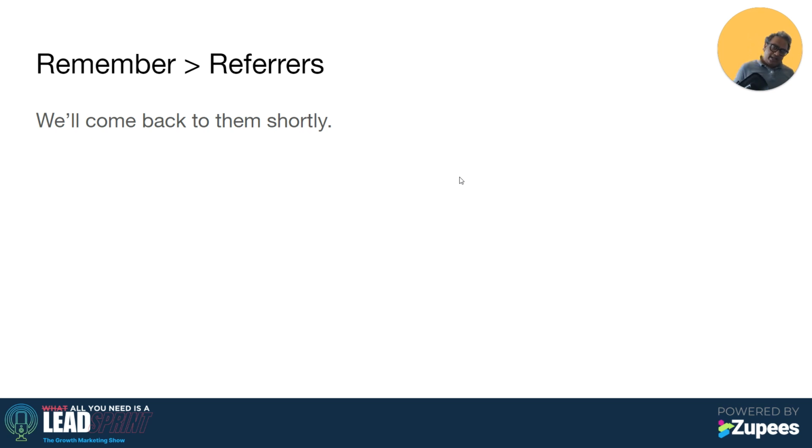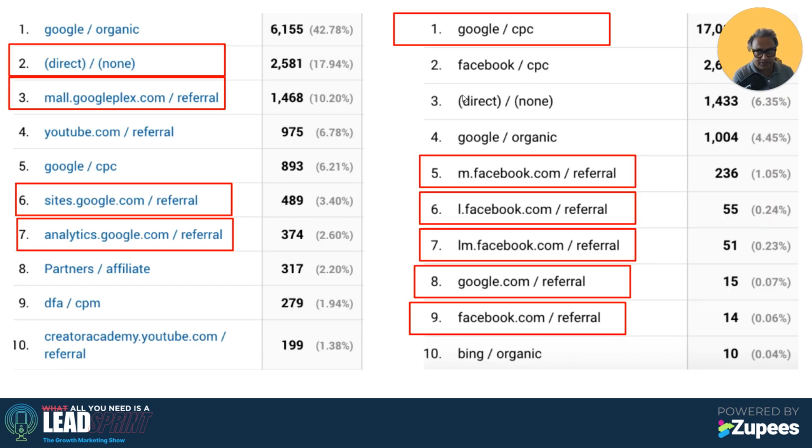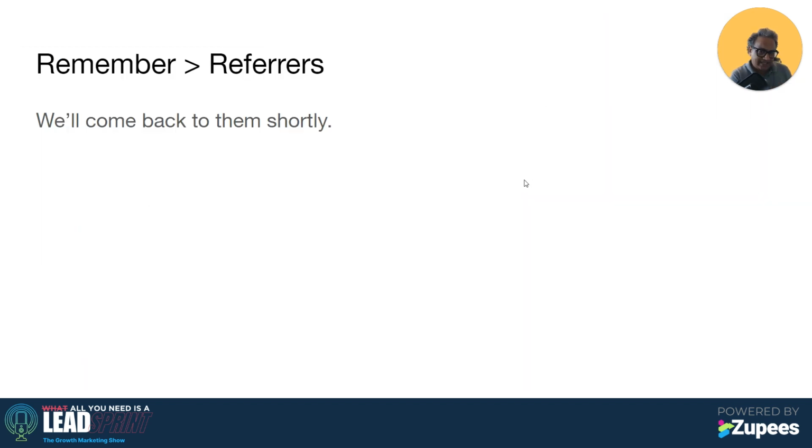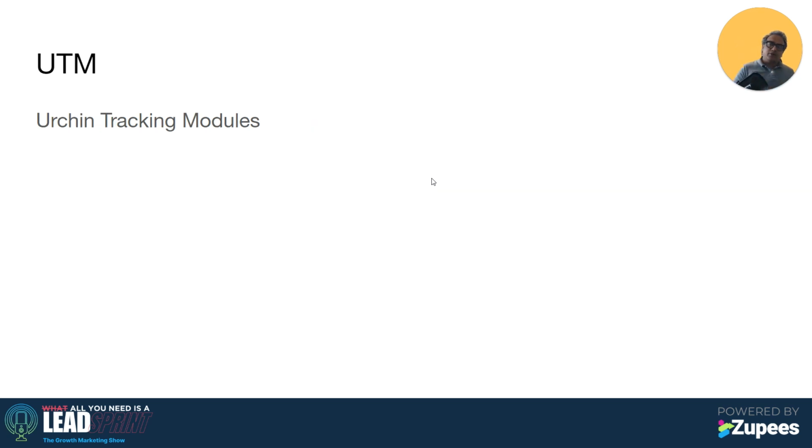First of all, let's look at what a referrer is. Remember, all of these are referrers. What we are trying to track here is a referring source. Where is the referral coming from? Where did the click come from? Where did the order come from? Where did the user progress that came from? So that's kind of the idea here. Now we'll come back to these referrers in a while, but let's come back to UTM.